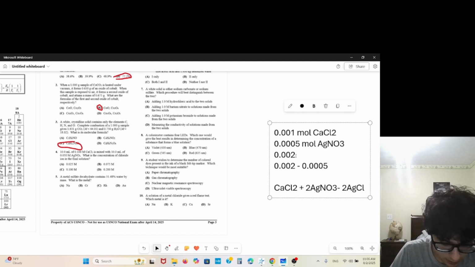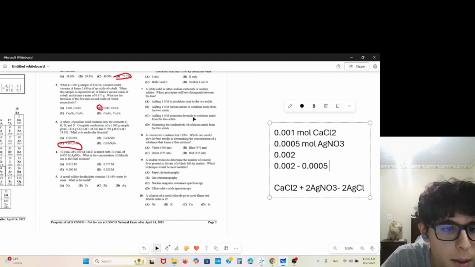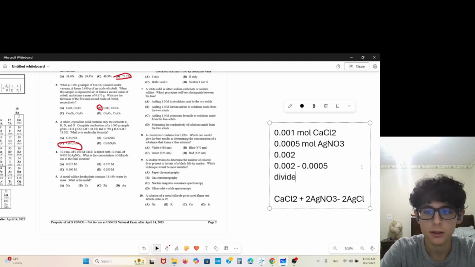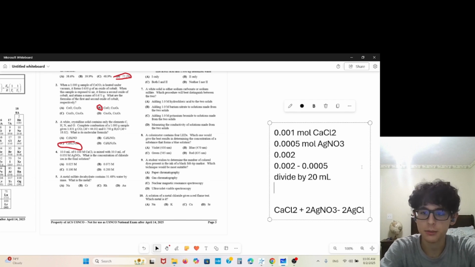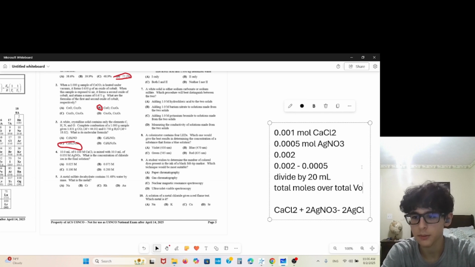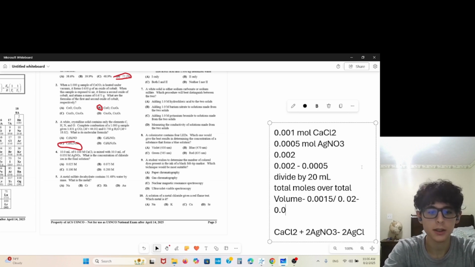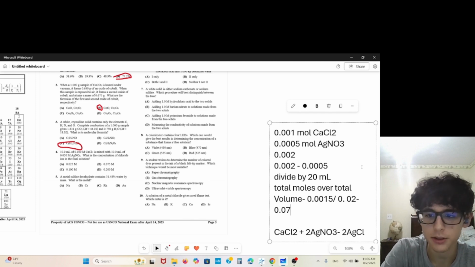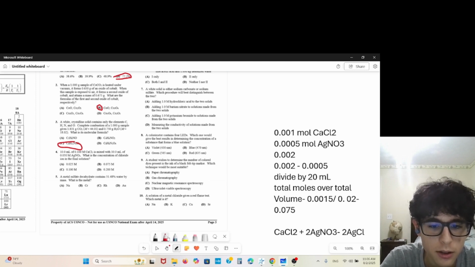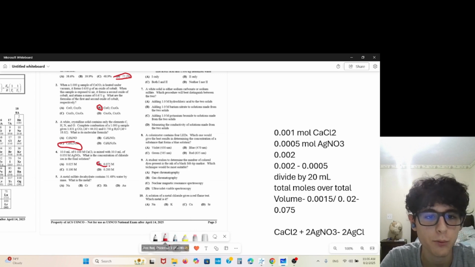And basically you're going to divide that by 20 milliliters, because that's how concentration works: total moles over total volume. So 0.0015 over 0.02. You're going to get 0.075. Nice. So yeah, pretty interesting question.